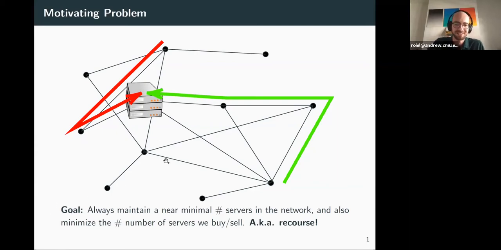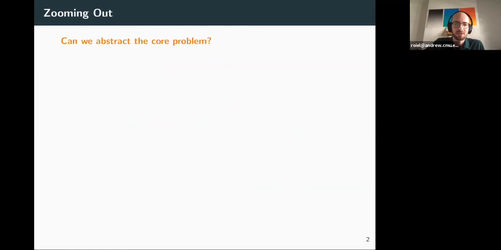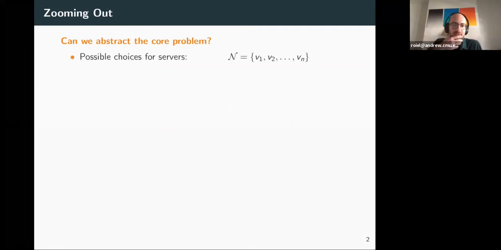Thank you. Okay. So how do we solve this complicated combinatorial problem? Well, it's helpful to zoom out and try to abstract the core features of this problem. So what do we have? We have n choices of possible servers. These are the vertices in the graph. And we'll denote this by this cursive N. A solution consists of a subset of those choices.